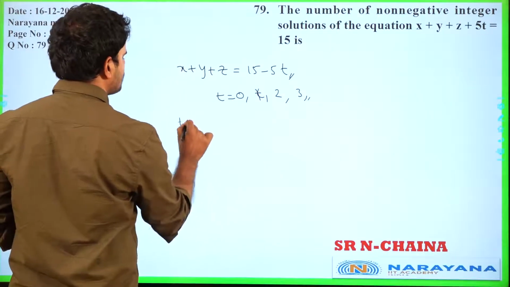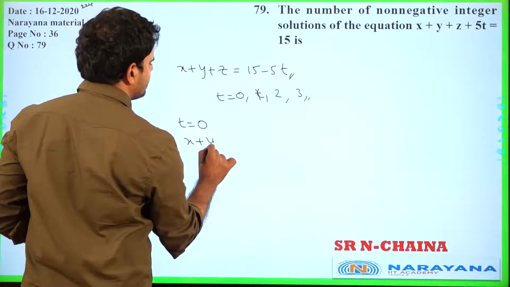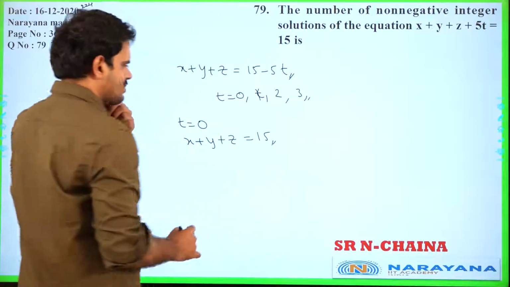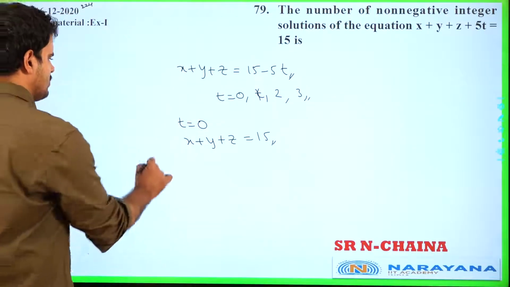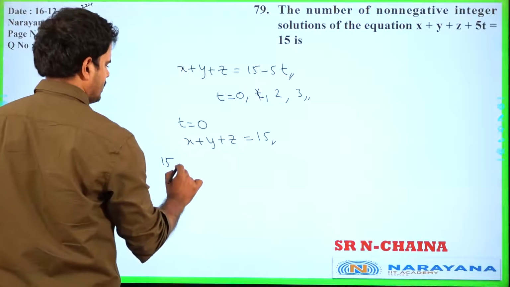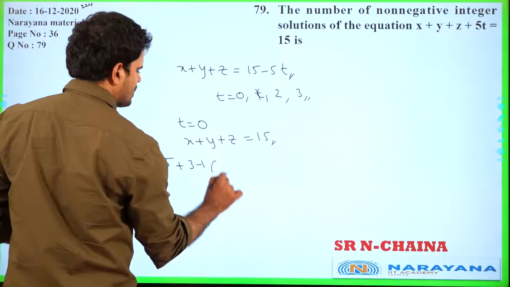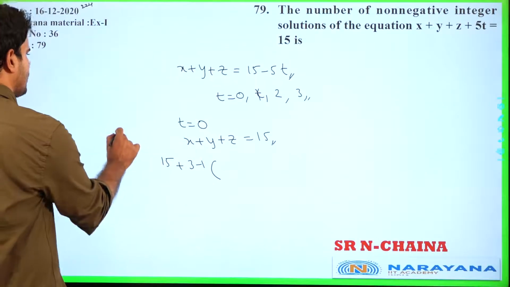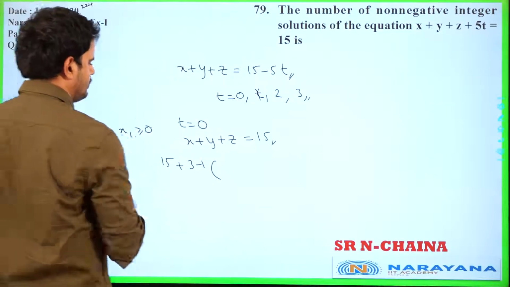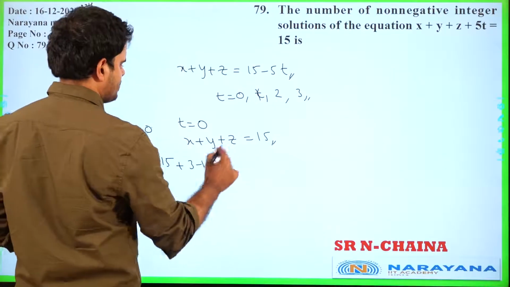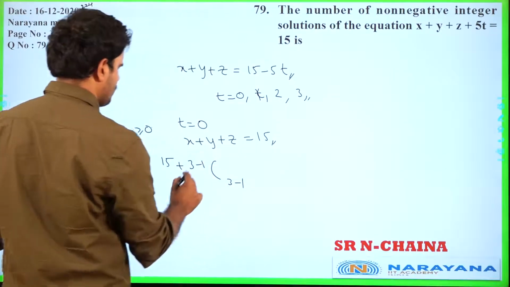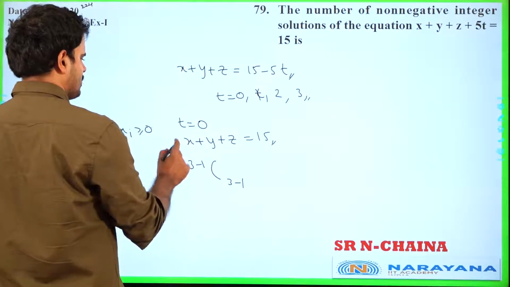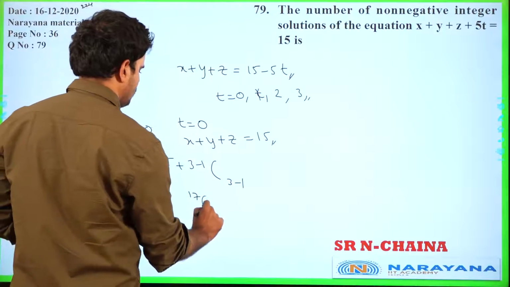If I keep t equal to 0, x plus y plus z equals 15. So what does the answer become? It becomes 15 plus 3 minus 1, because each xi is greater than or equal to 0. 3 minus 1. So how much do you get? 15 plus 3 is 18, minus 1, 17 C2.